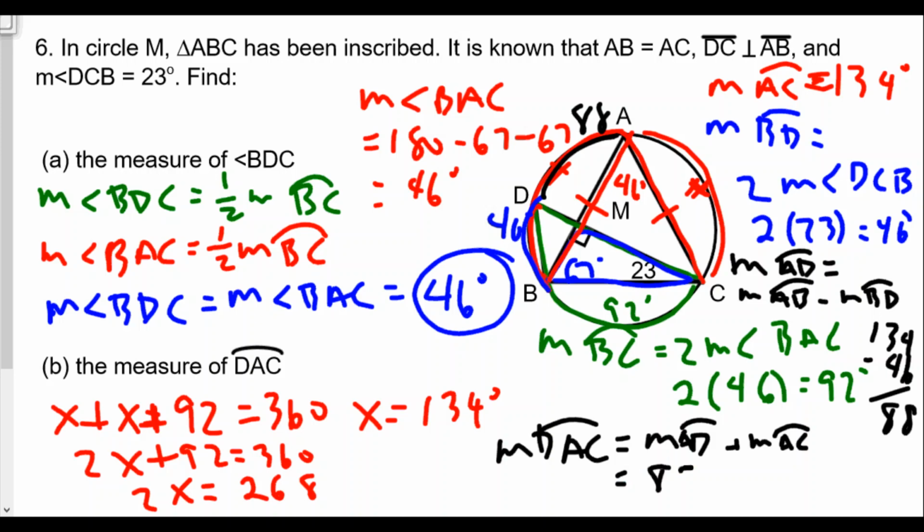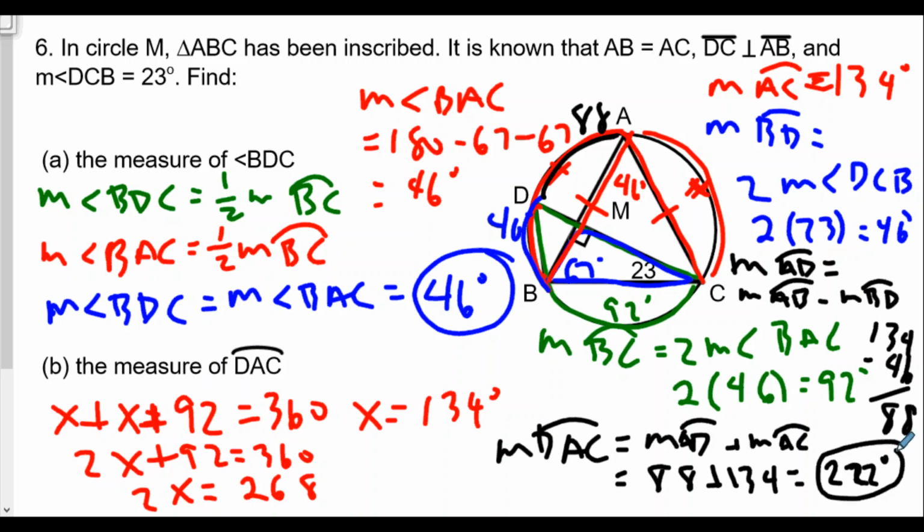88 plus 134 is equal to, let's see now, 88 plus 134, 222. Okay? And that's going to be how we find it.